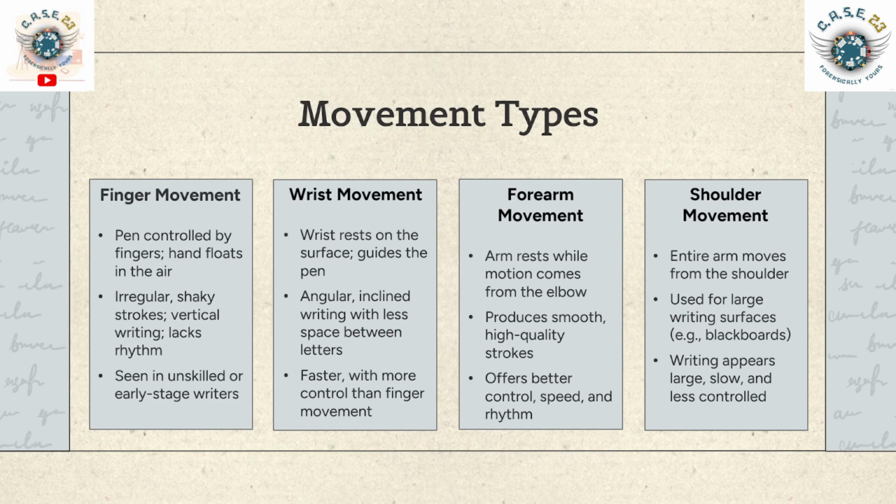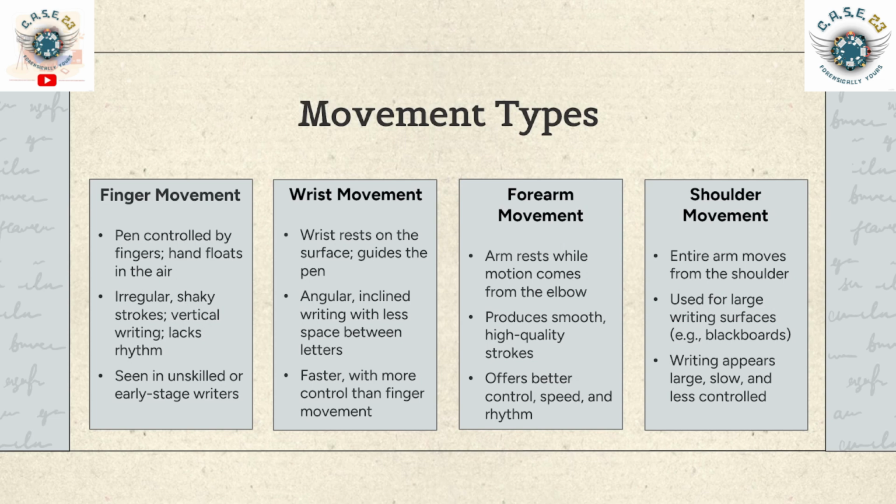The writing may stand upright, very vertical, meaning it can be straight, but it lacks the smooth flow or rhythm. This type of movement is often seen in unskilled or very early stage writers, like young children who are just learning to write. The second is wrist movement. Here, the wrist is placed firmly on the writing surface and it's the main guide for the pen. It produces more angular and slanted letters. The spacing between the letters tends to be tighter. It is definitely faster and more controlled than finger movement. This is the most common style among people who have moved beyond the beginner stage but are not using their whole arm.